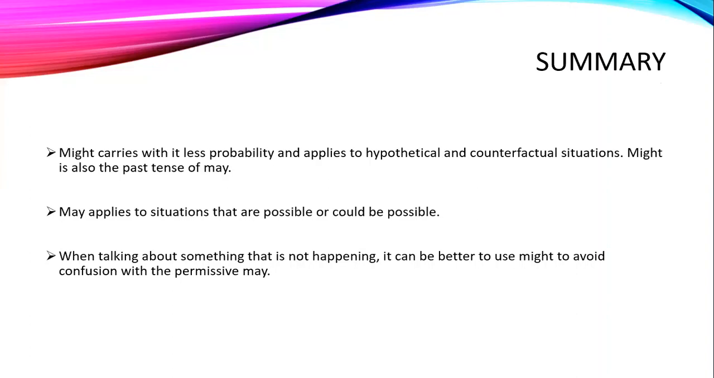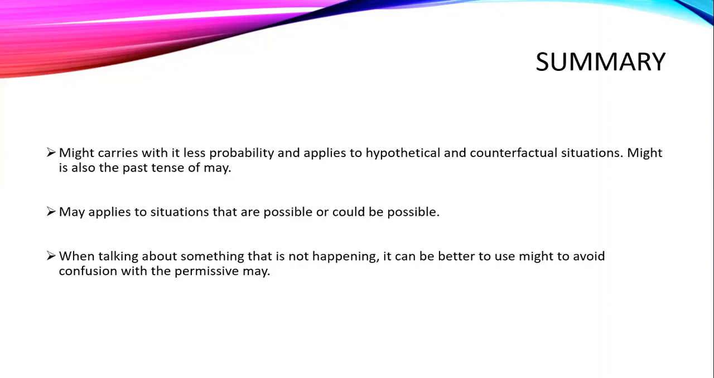To summarize, might carries with it less probability and applies to hypothetical, assumed, imaginary, not real, counterfactual situations. Might is also the past tense of may, whereas may applies to situations that are possible or could be possible. So when talking about something that is not happening, it is better to use might to avoid confusion with the permissive way.